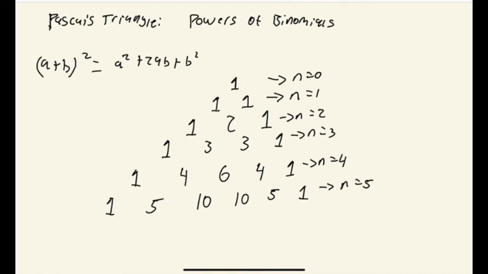Okay? And what this 0, 1, 2, 3, 4, 5 means is the power that the a plus b is going to. So if I want to see the square, then I'm going to take this row because it is n equals 2. Now this is row 1, this is row 2, etc. So you're just going to subtract 1 to get the n, okay?